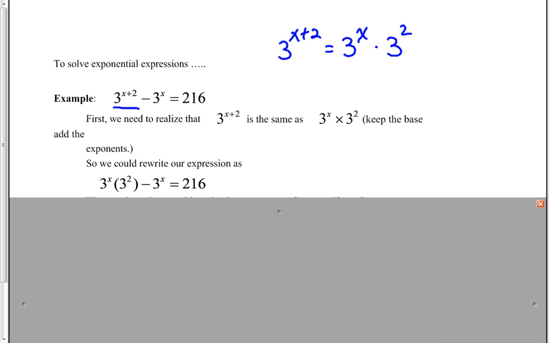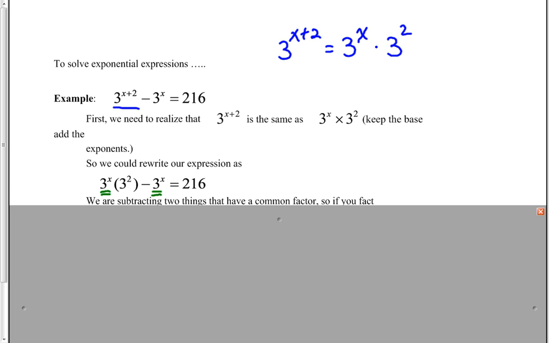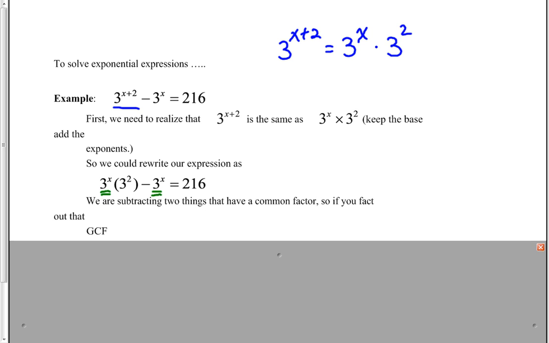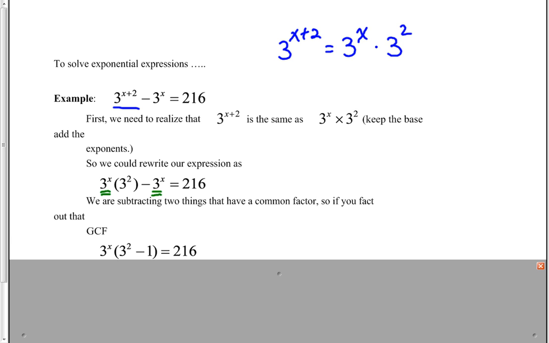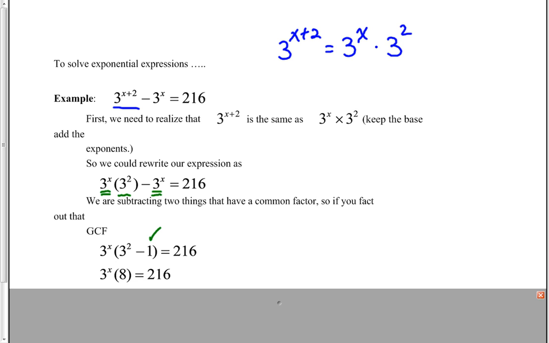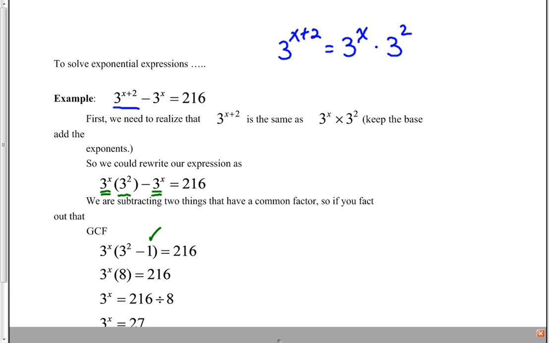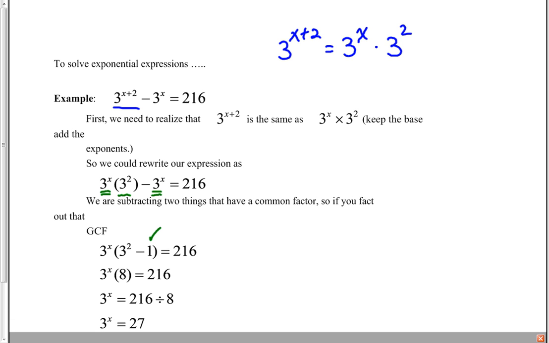Notice on the left side we have a common factor of 3 to the x. So I'm going to take out that common factor, greatest common factor, of 3 to the x. The first one is multiplied by 3 squared. The second one, there's just one of them, so I need to write that 1. I can tidy up my left side. 3 squared minus 1 is 8. Divide both sides by 8. 3 to the x equals 27. Now that's something we can work with.